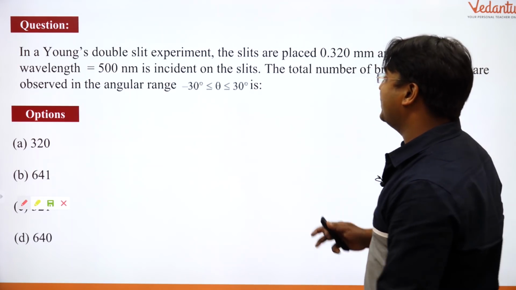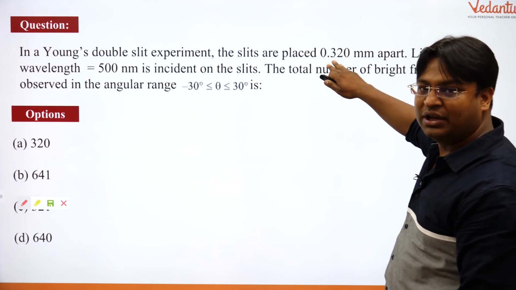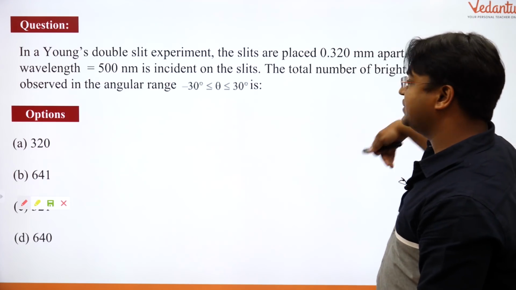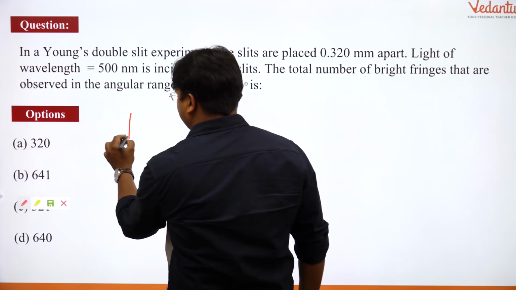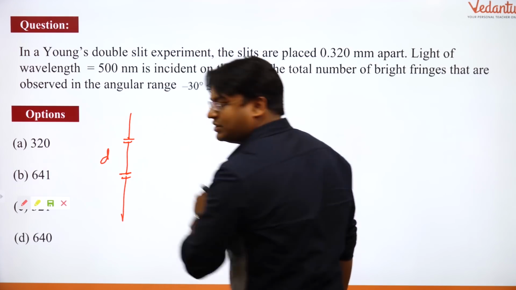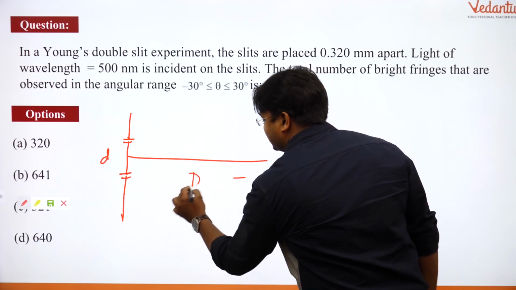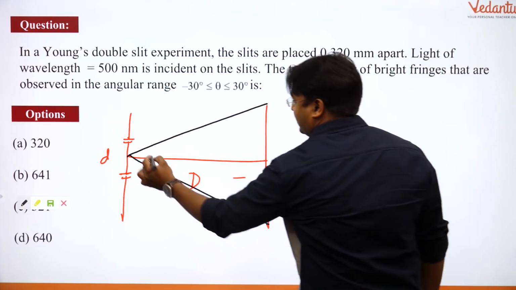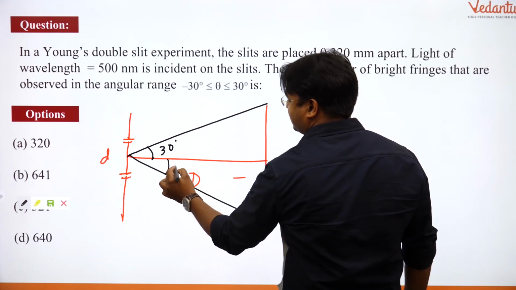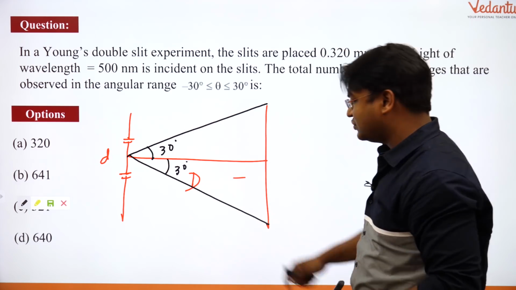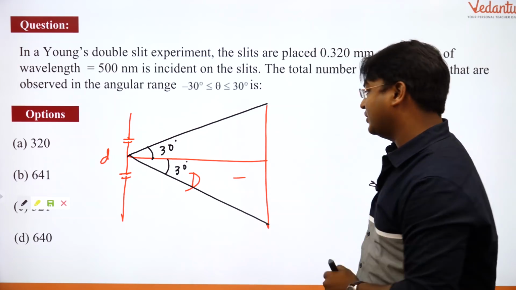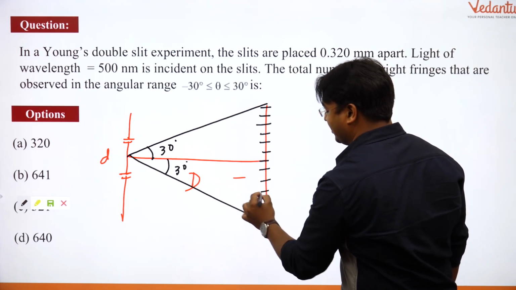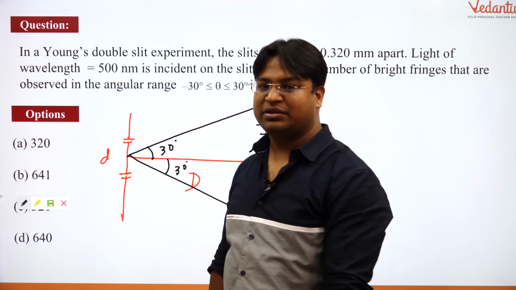So the question says, we have been given the value of small d, that is the separation between the slits. We have been given the wavelength also. Total number of bright fringes that are observed. So the situation is somewhat like this. These are two slits, d is the separation, and we have been given a range: this is 30 degrees, this is 30 degrees. So they are saying minus 30 to plus 30, 30 degrees on one side and 30 degrees on another side. In this particular range, whatever maxima are there, we have to tell the number of those maxima.